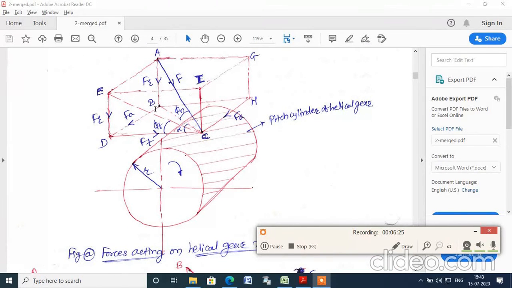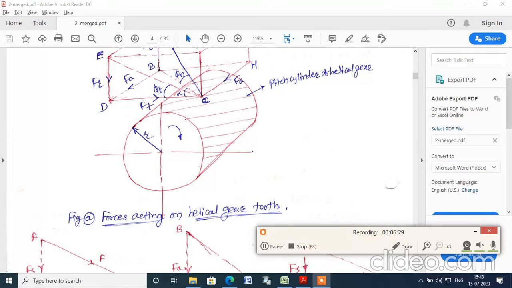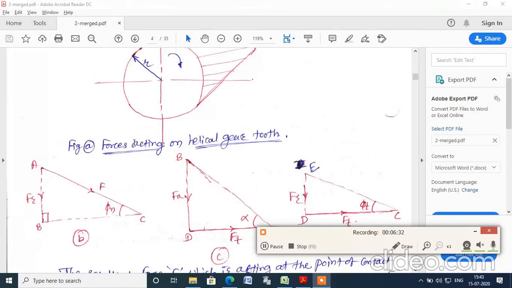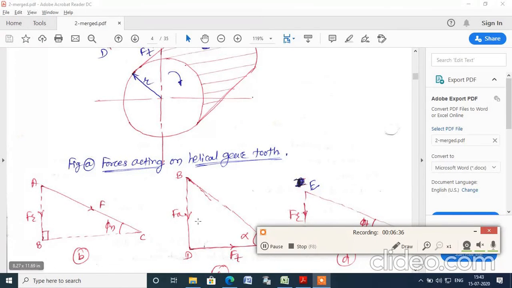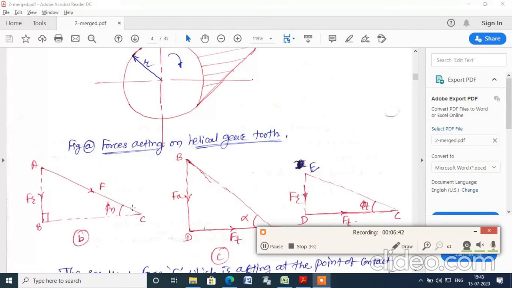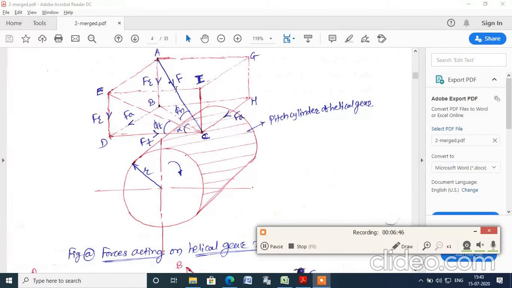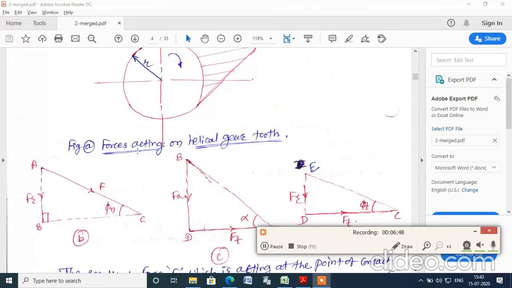So here, I will draw a free body diagram of this. Let us say figure number 1 or B. In that triangle ABC, the angle is phi n, correct? And Fr is downwards, F is the hypotenuse. So here Fr, F. This is one triangle.